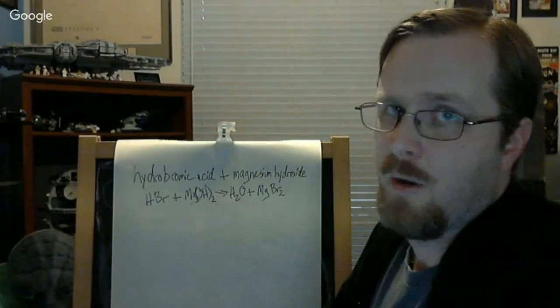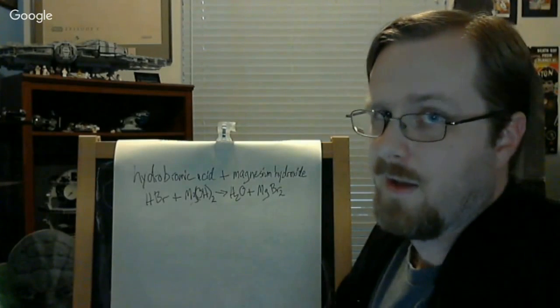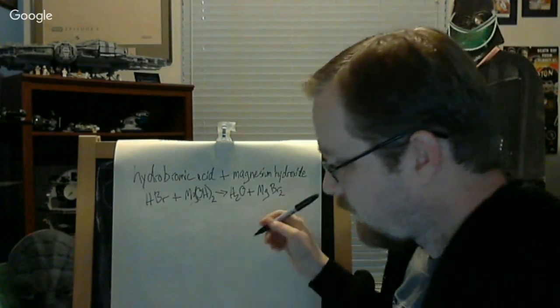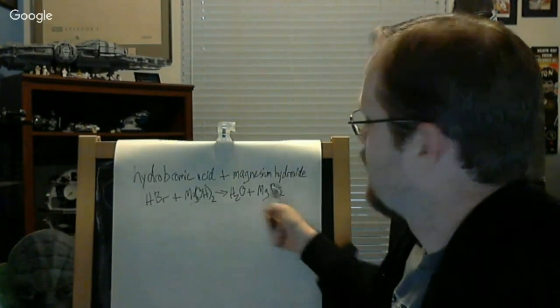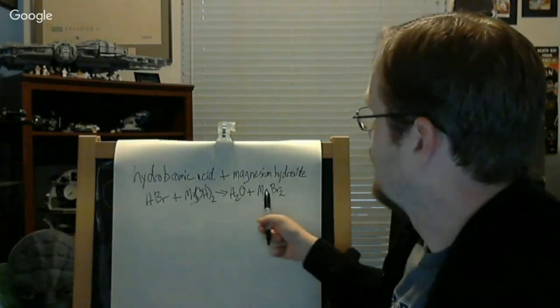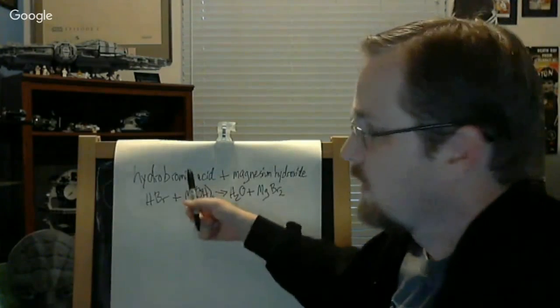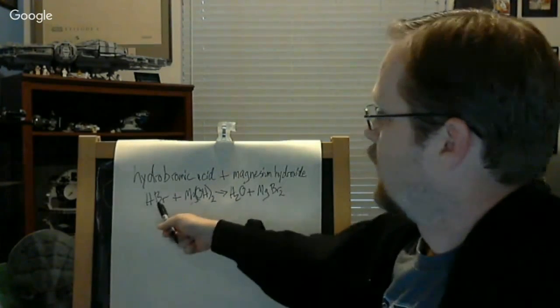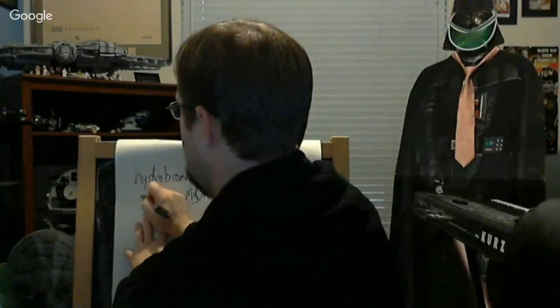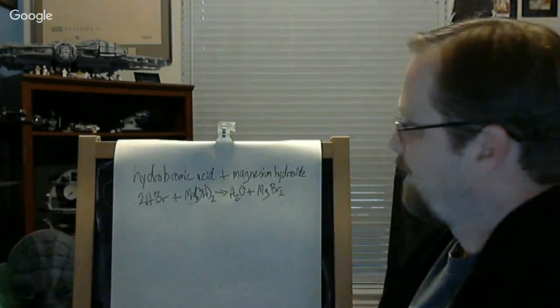2 bromines, so MgBr2. And now when we balance it, we're going to start with our non-water product. So I can say I've got one magnesium, so that's good. Two bromines, only one bromine there, so put a 2 in front.